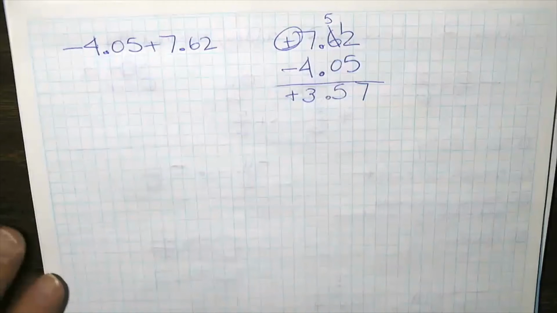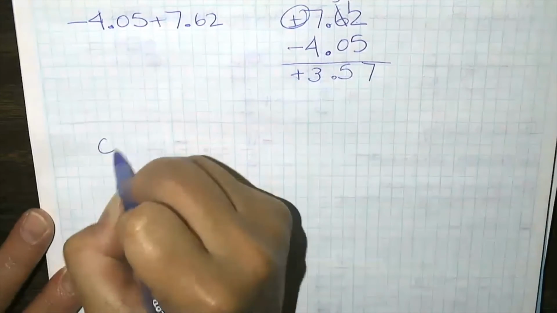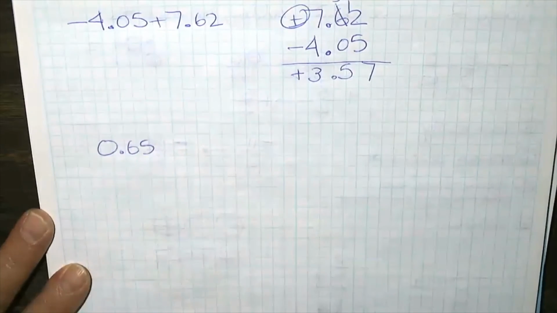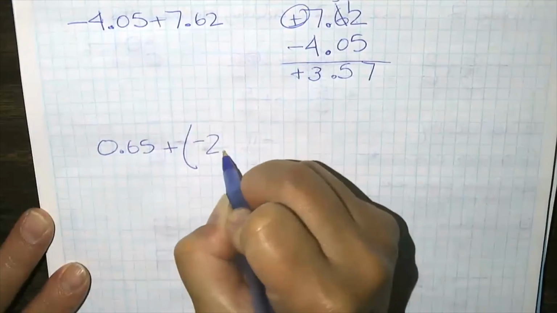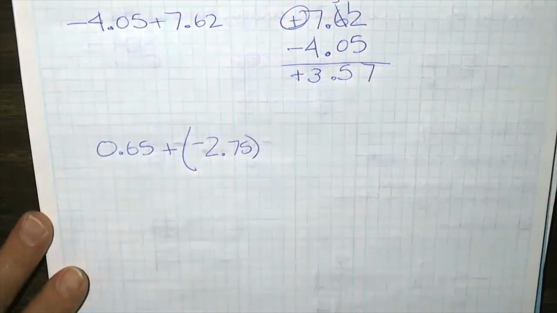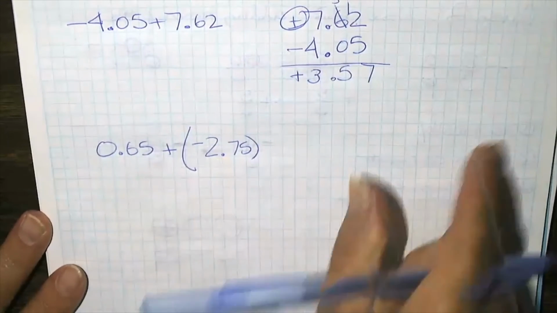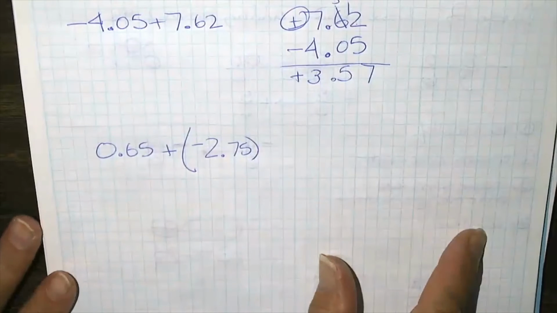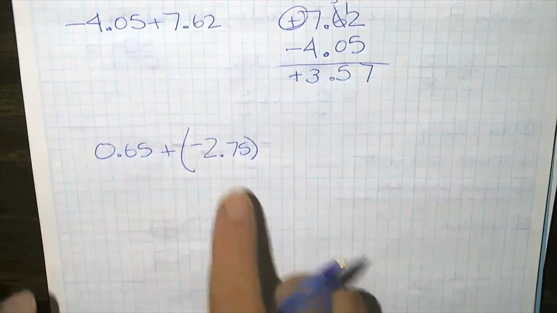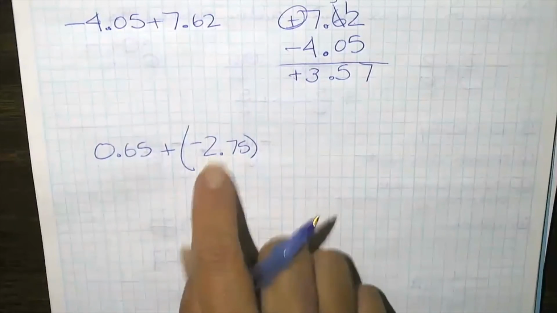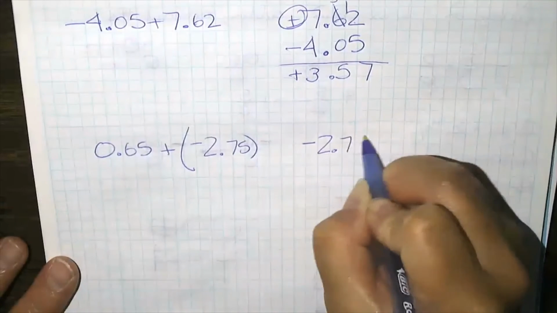Okay, let's do another one. We have 0 and 65/100 plus -2 and 75/100. This is horizontal. I'm going to line them up vertical, and I'm ignoring the signs. I'm going to put the number that has the largest digits, the largest number, on the top when I ignore the sign. So this is -2 75/100.